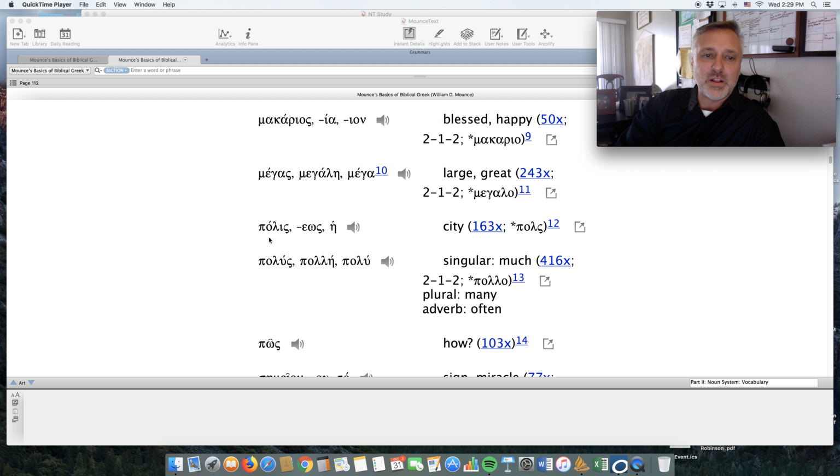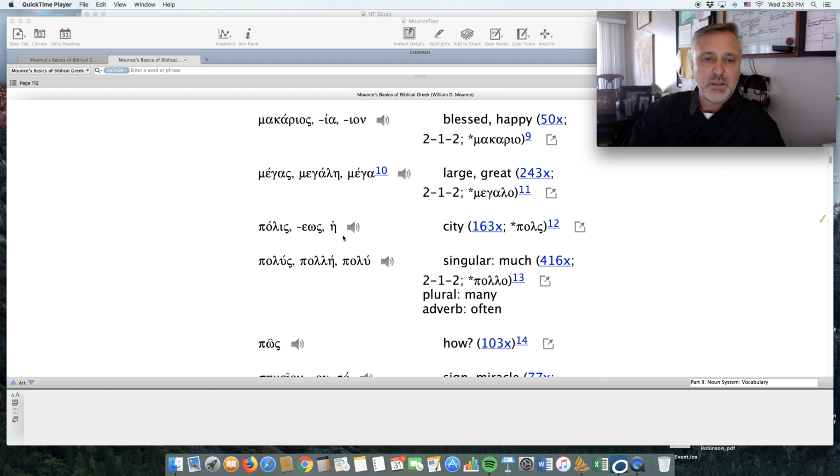Okay, polis. Polis is a feminine noun meaning city. In your textbook, it should say P omicron lambda, not a sigma, but an iota with a little line underneath it. And that iota with a line underneath it is the consonantal iota. We saw that also with the word pistis. And we also saw the genitive singular form of pistis is pisteos, and polis is a similar word. So polis in the genitive singular is poleos, and it is a feminine noun. All nouns that are consonantal iotas are feminine.